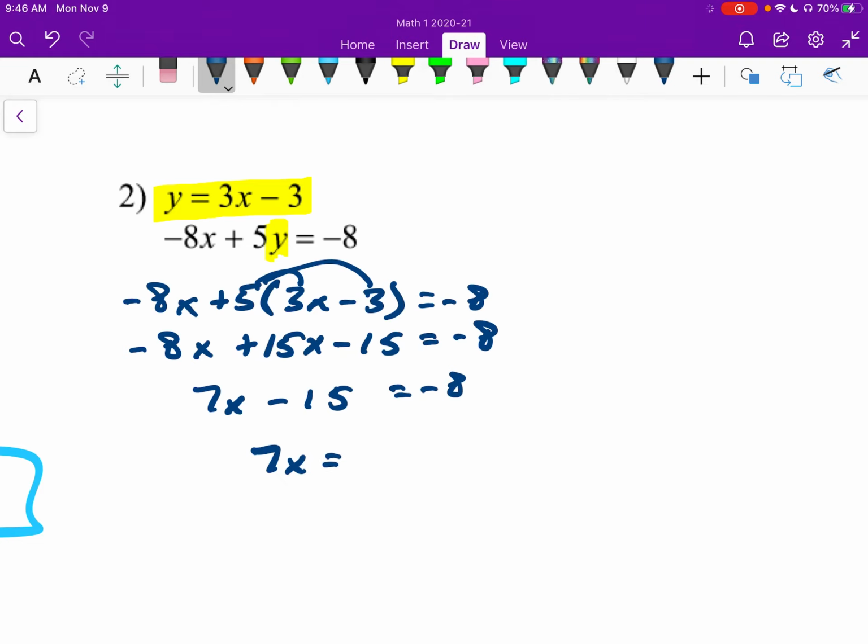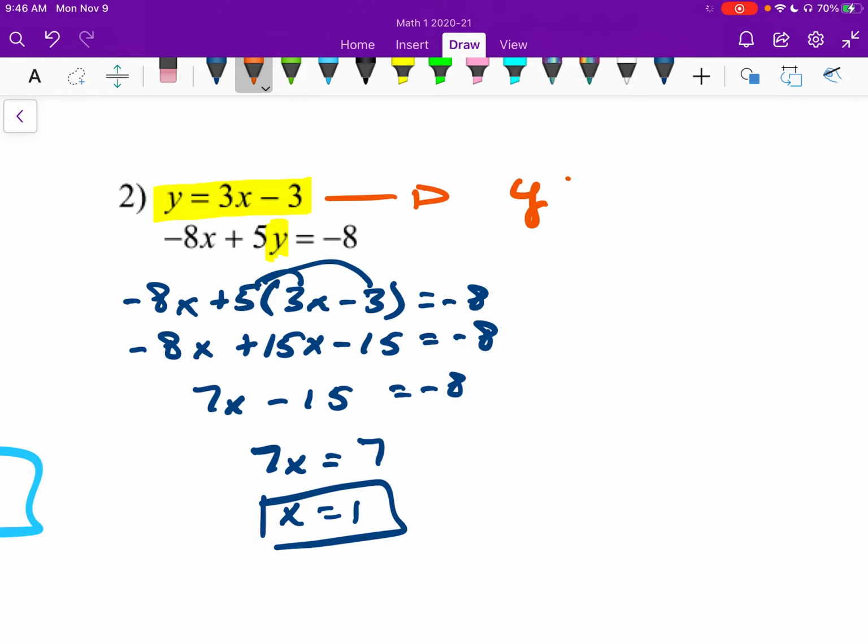7x is, what happens if I add the 15? Negative 8 plus 15 gives me 7. So x is going to be 1. I go back and I plug in, and I think it would be easier to use the top one because I'm going to be getting a y. I'm solving for y now.